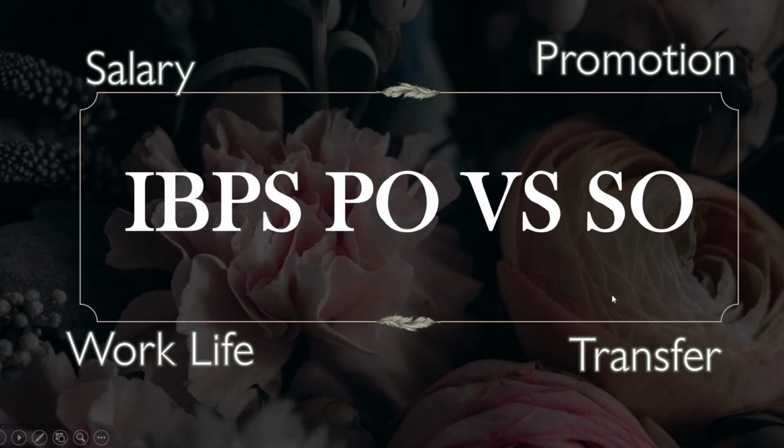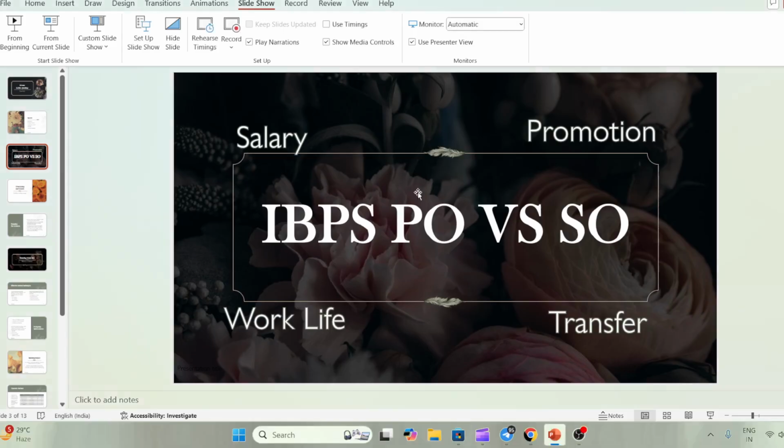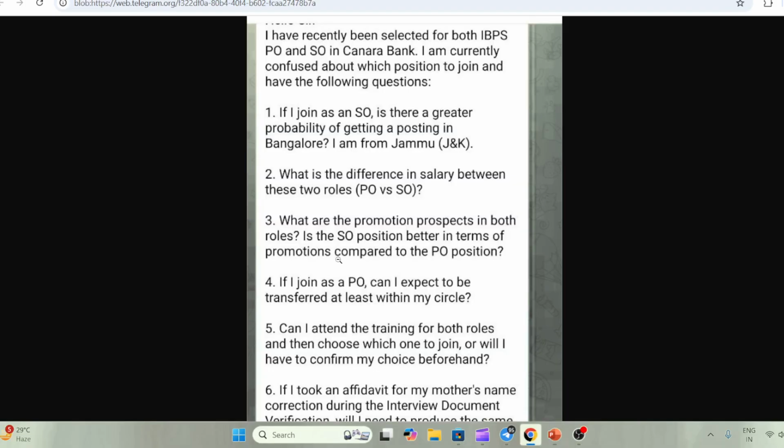But in SO, vacancies are less, as I have told you earlier. So it depends: if a vacancy is there in your state or district, then only you will be posted there. Otherwise you will be posted in the main office of that bank. Okay, so that was our overview. Now I will answer the question that a student asked.